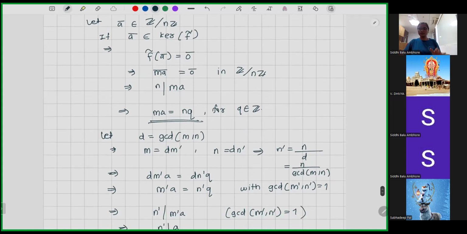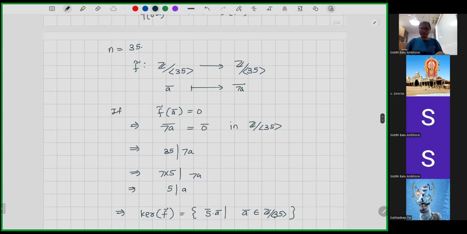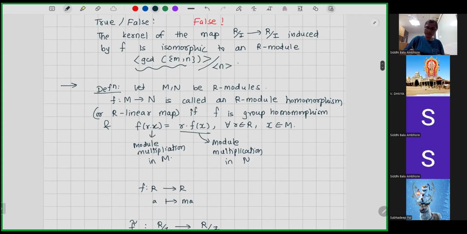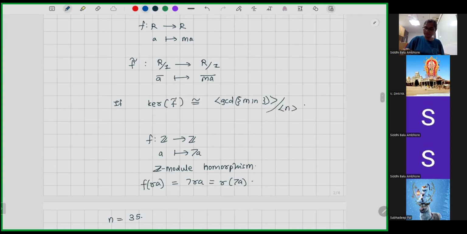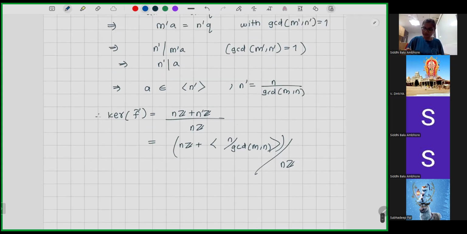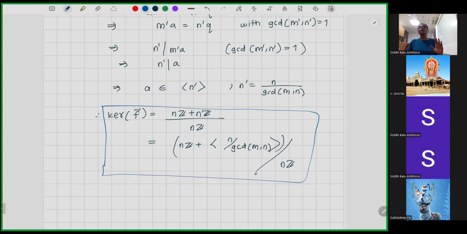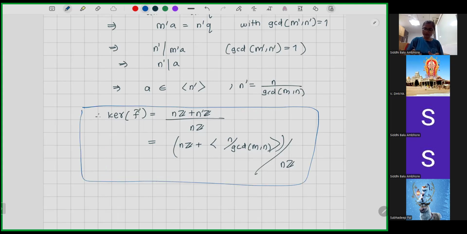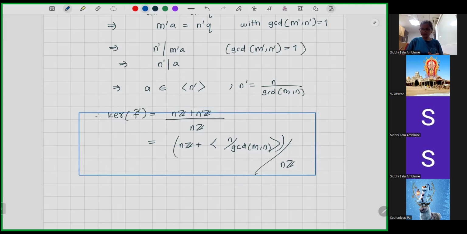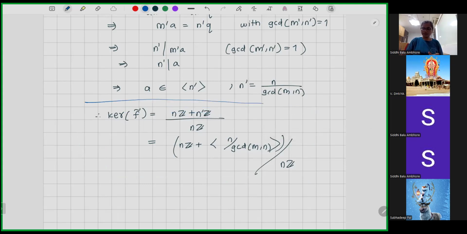Okay, any doubts here? How we did? We just followed. So this is definitely not true, but definitely this is the expression of the kernel. Okay, so it is in fact N by GCD of M and N that will give me the elements in the kernel. Any doubts here? Please let me know if there are any kind of doubts.